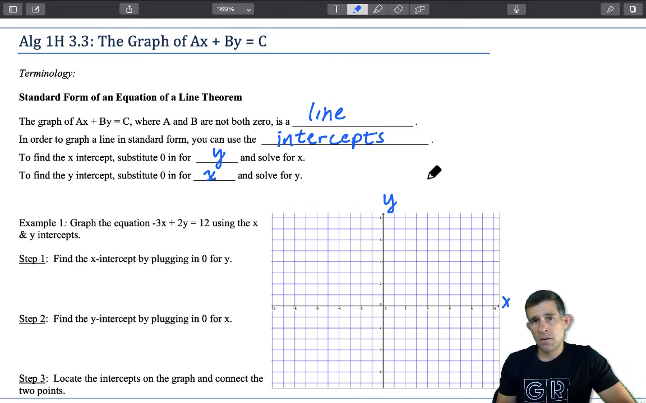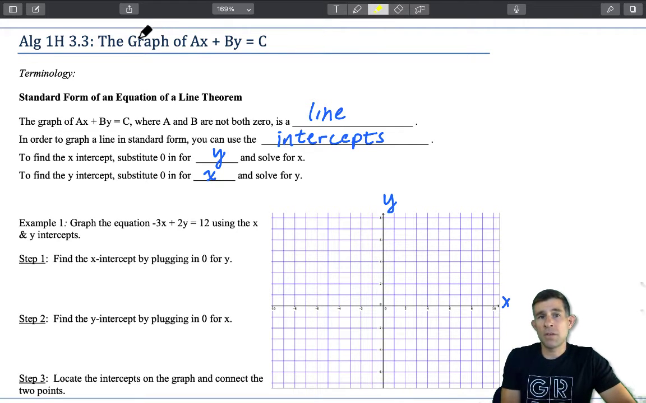Yesterday we looked at linear combinations, and we also talked about the standard form of the equation of a line. That's where we're going to pick up today's notes, when we talk about graphing the standard form of the equation of a line. If you remember, that was ax plus by equals c. When it comes to graphing it, we actually can use the intercepts. That's the x and y intercept.